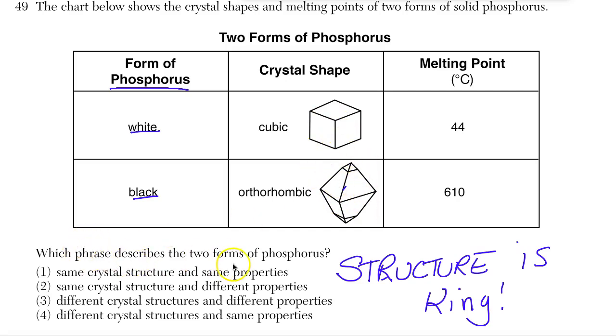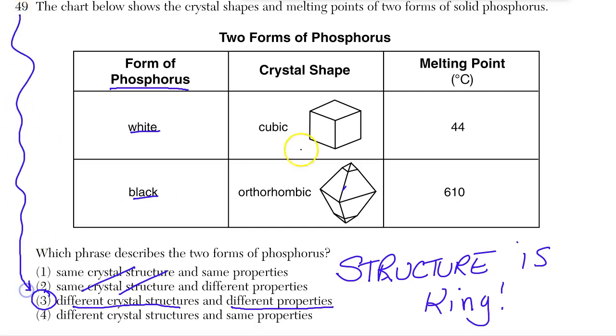Which phrase describes the two forms of phosphorus? Same crystal structure. No, look at the structures. The crystal shape is not the same. Okay, they have different crystal structures, and therefore, because their structure is different, they have different properties. So that's all I got. So again, this is pounded into you. Structure is king. Change the structure, you change the properties.